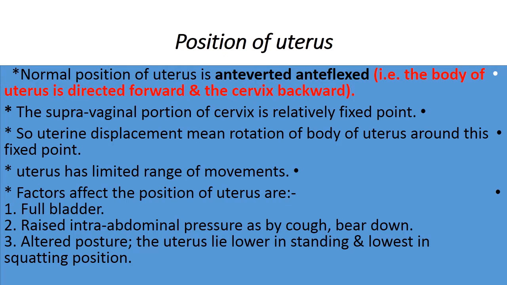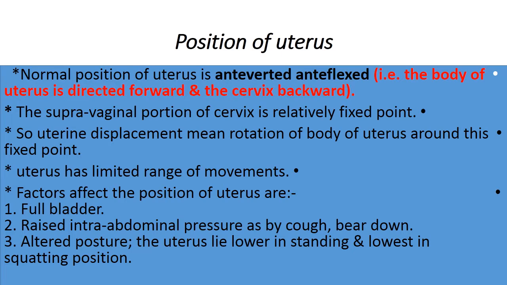I want to tell you some words about the position of the uterus. The normal position of the uterus is anteverted, anteflexed. That means the body of the uterus is directed forward on the longitudinal axis of the cervix, and the longitudinal axis of the cervix is directed backward and downward. The supravaginal portion of the cervix is relatively a fixed point. So uterine displacement means rotation of the body of the uterus around this fixed point.